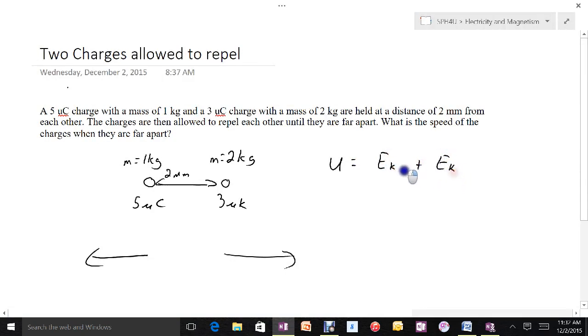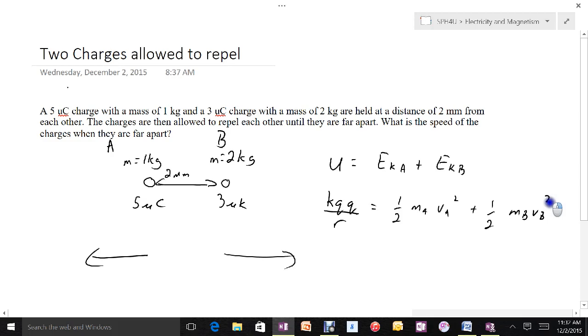We have a secondary issue here. Since both particles are able to move, I'm going to call this particle A and this particle B just to keep them straight. Both of them are going to get some of the velocity, and we're going to have to get some more information to figure out how that gets split up. But for now, let's simplify this equation a little bit. We have an electrostatic potential energy that is being converted into the kinetic energy of object A and the kinetic energy of object B.